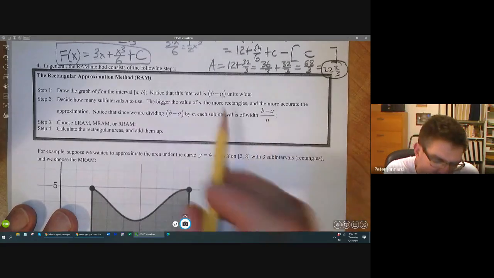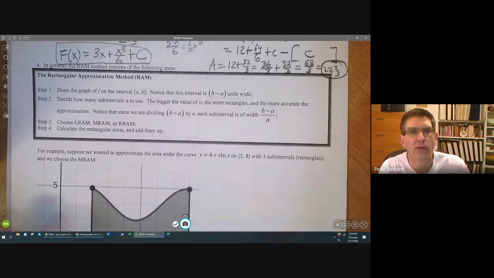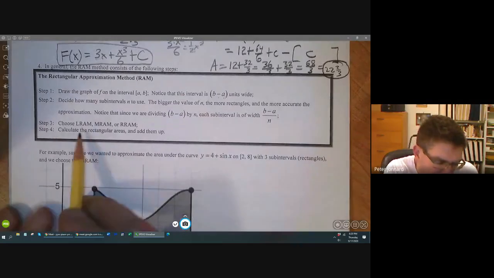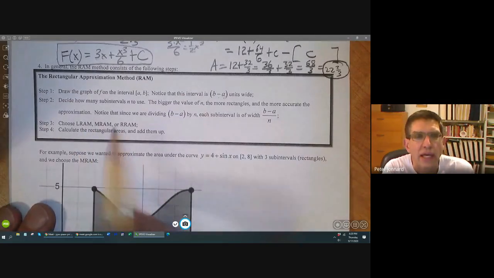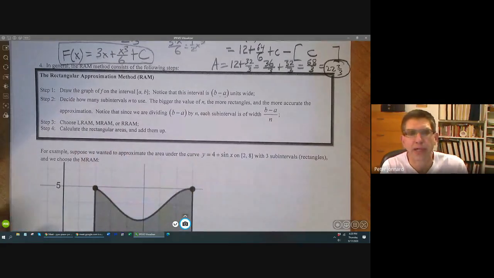And so this formula is just a matter of, well, how wide is it divided by how many there are, okay? And then you have to decide if you're going to use the left, middle, or right, and then finally calculate those areas and add them up, okay?